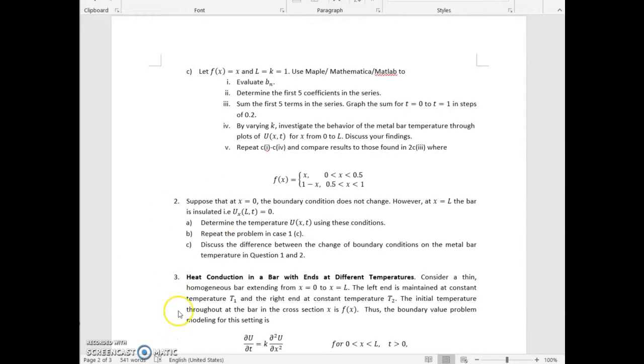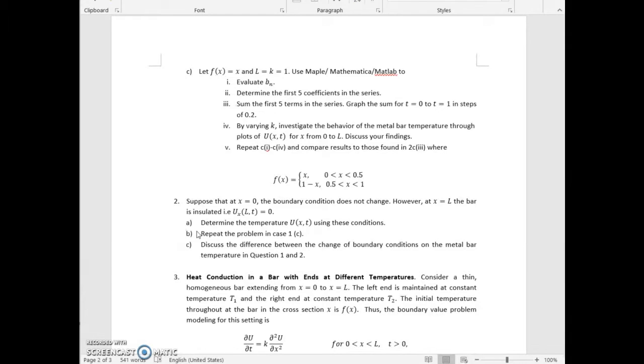Hi, good afternoon. Today, I will explain my coding for question 2. So let's read the question. For question 2, suppose that at x equals to 0, the boundary condition does not change. However, at x equals to L, the bar is insulated. For example, Ux at L,t equals to 0.